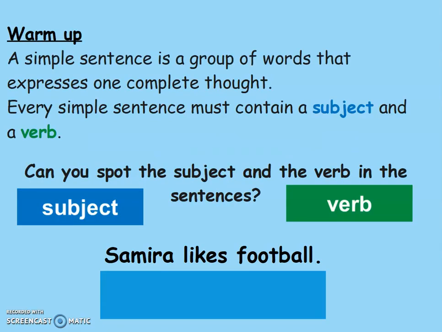As it's a Monday morning, we need to wake up our brains. So to start with, we're going to look at this activity. A simple sentence is a group of words that expresses one complete thought. So for example, we've got Samira likes football here, that's a simple sentence. And every simple sentence must contain a subject and a verb. So in this sentence, can you spot the subject and the verb? Using our word classes, the subject is usually the noun and the verb describes an action.